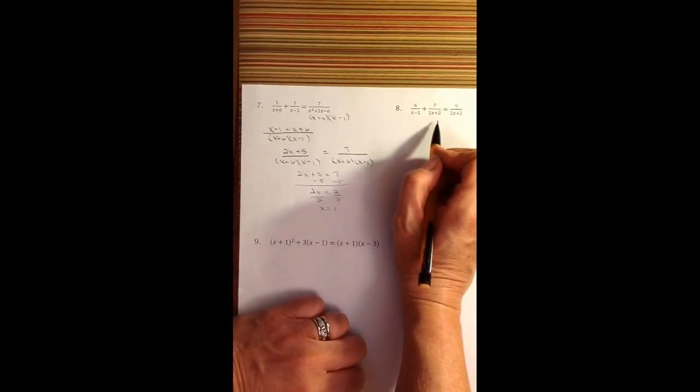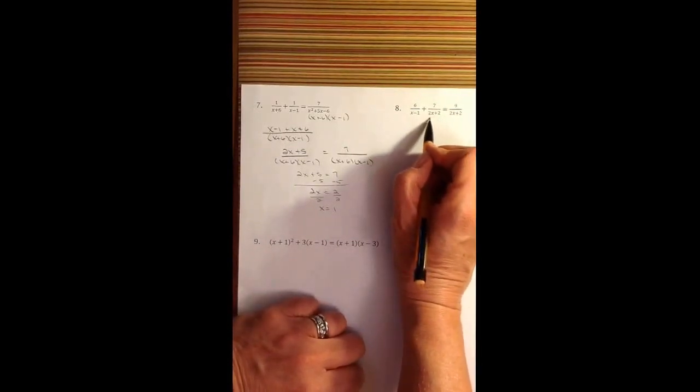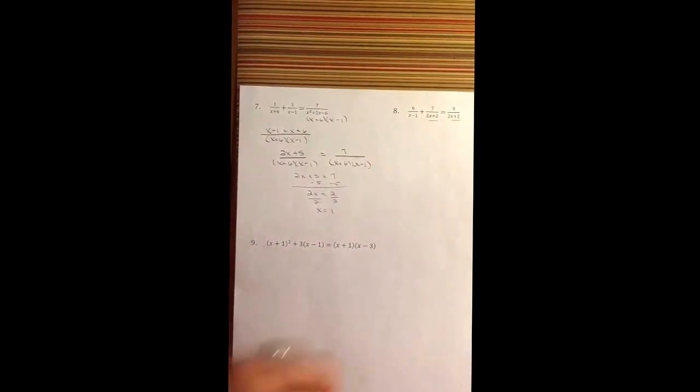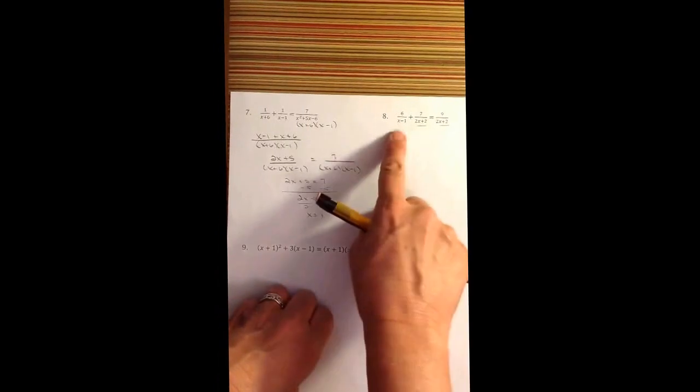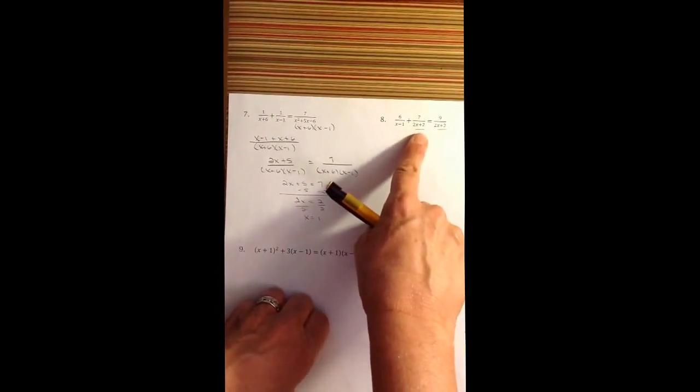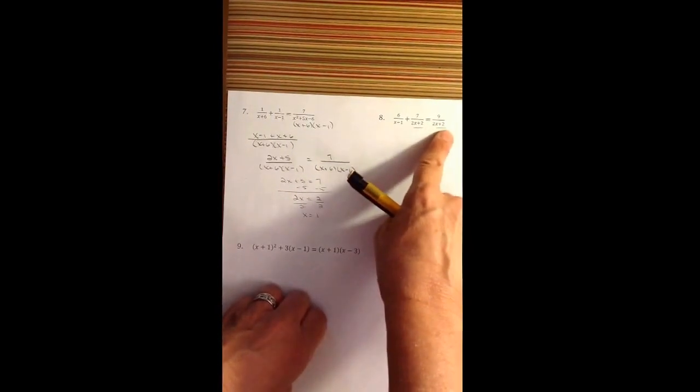Number 8 looks like we might want to do it the same way. However, if you notice, these two fractions already have the same denominator. So it'd be easier to put those two together than it would be to put the two that are here together. I already have the common denominator.